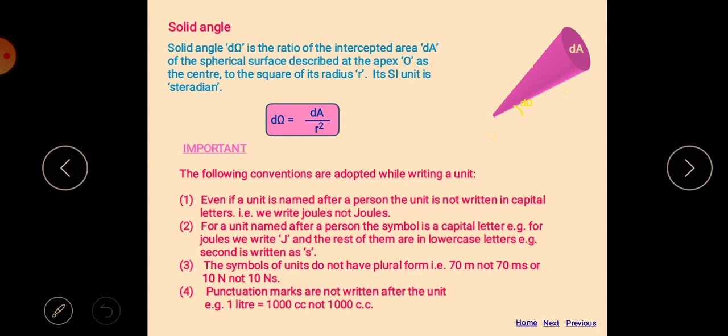Punctuation marks are not written after the unit. For example, 1 liter is 1000 cc, there is no punctuation. We will not put a dot, since cc is the short form of cubic centimeter, it is not needed. 1000 cc means 1000 cubic centimeter.